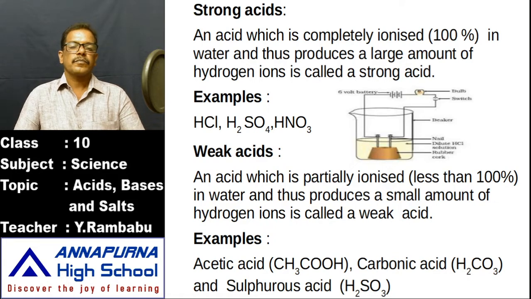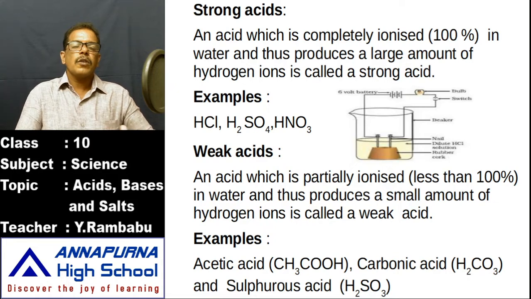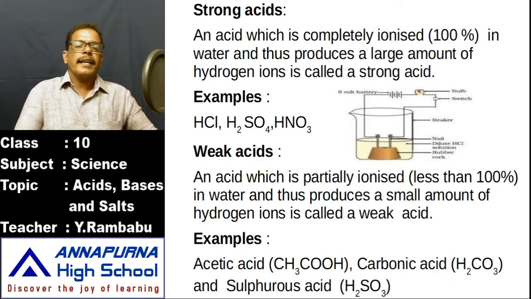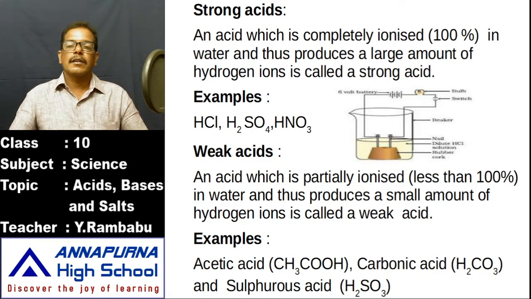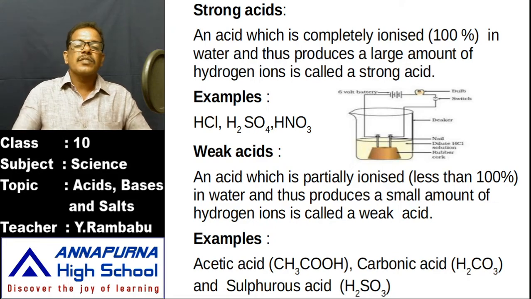Then weak acids. If an acid is partially ionized, meaning less than 100%. For example, assume that if 1000 molecules are present in that solution, 990 molecules are ionized. That means 10 molecules are not ionized. Is the ionization extent then 100%? No, that is less than 100%. Like that, if the ionization extent is less than 100%, then that is called a weak acid.